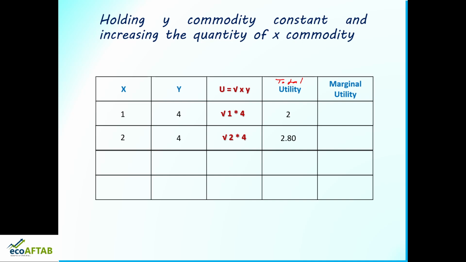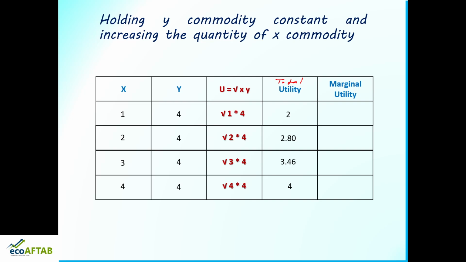Further, if you increase x commodity by one more unit and make it 3, keeping y constant at 4, then this is 3 into 4. So square root of 3 into 4 is 3.46. Again you can see the total utility has increased. Lastly, if you make x commodity 4 units, keeping y commodity at 4 units, then what is happening to the total utility? So u is equal to square root of 4 into 4, that is square root of 16, which is nothing but 4. So in this case you can see the total utility is increasing.